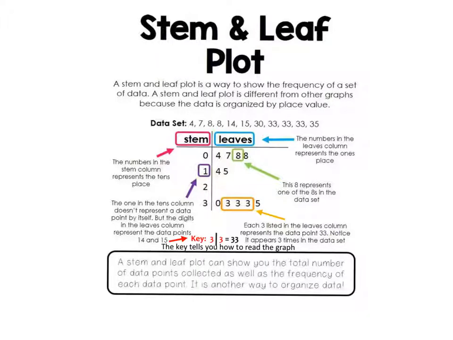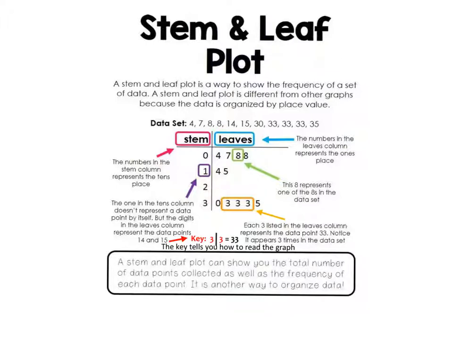Where I have the number 3 in the stems area represents the number 30. But when I have the number 3 in the leaves, and you can see the orange box, this means the number 33, 3 tens and 3 ones, shows up 3 times in this set. And if you look at the bottom of my stem and leaf plot, you can see the key. The key says you read this stem and leaf this way, where I have 3 | 3, this is read as 33. 3 tens and 3 ones make 33.